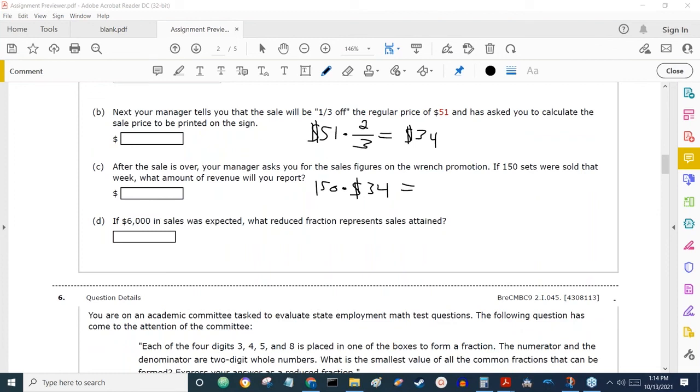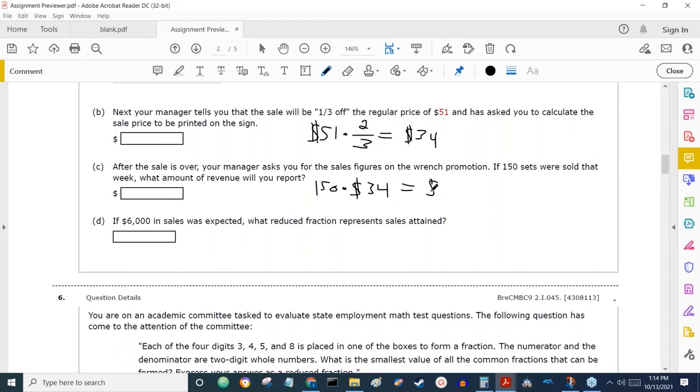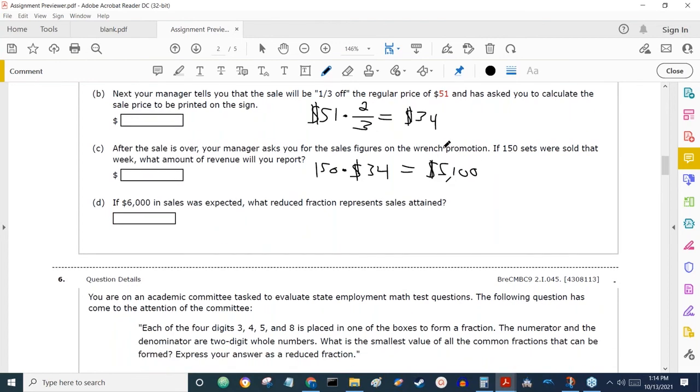I gotta finish that. I was gonna leave it there, but I have to know this number for the next one. 5,100. So that was our revenue.